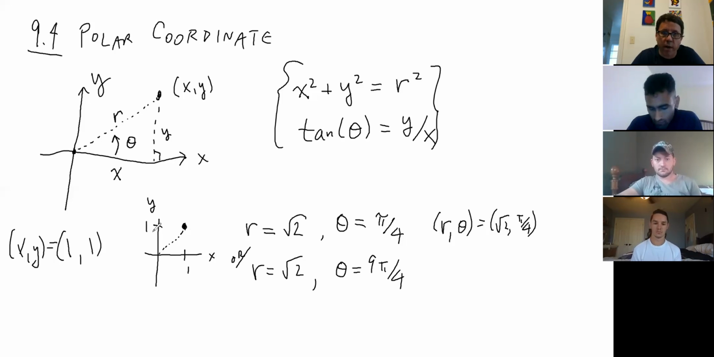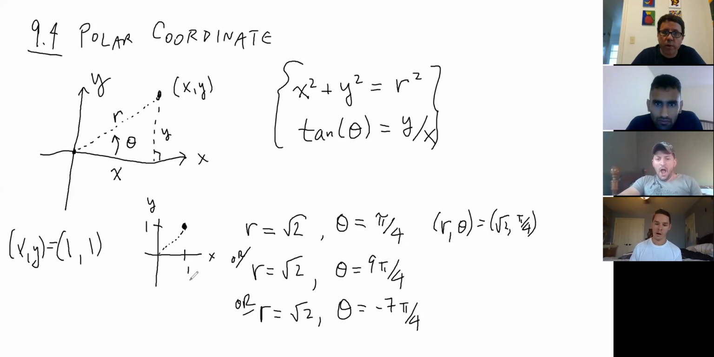I could wrap around twice, I could wrap around 3 times, or I could just go back the other direction. I could write r is also square root 2, but if I wrapped around backwards, I would go negative pi over 4, negative 2 pi over 4, 3, 4, 5, 6, 7. I could go negative 7 pi over 4. And all of those will get me to this point right here, (1, 1).